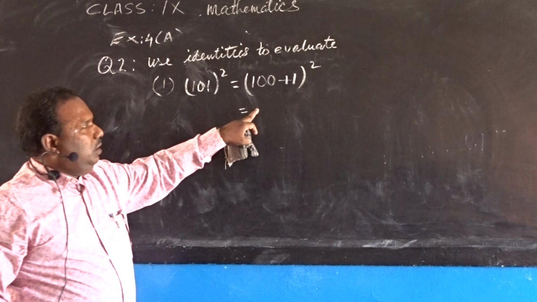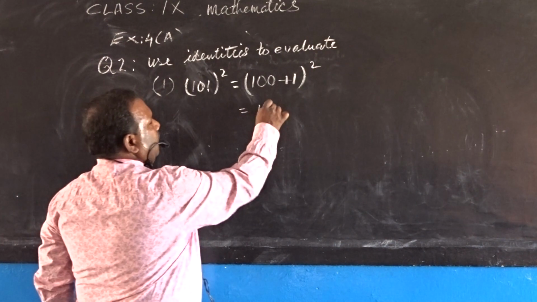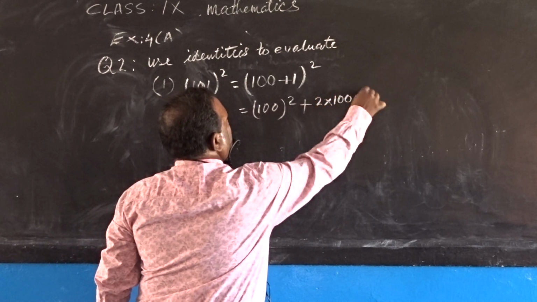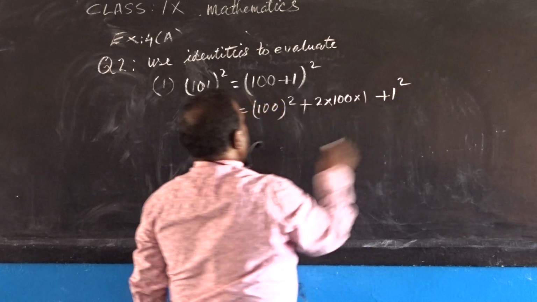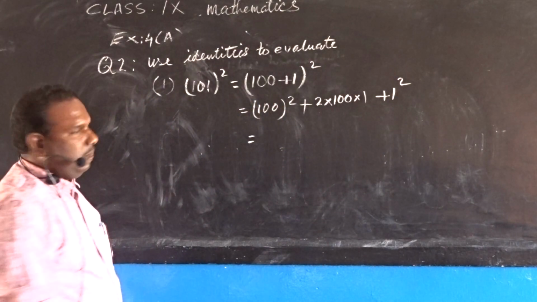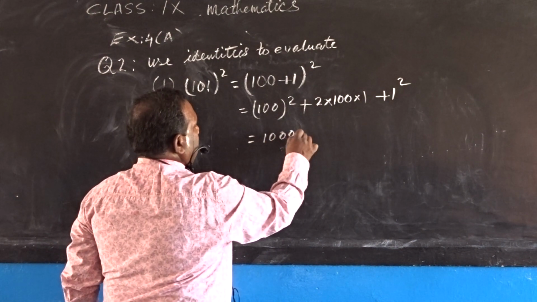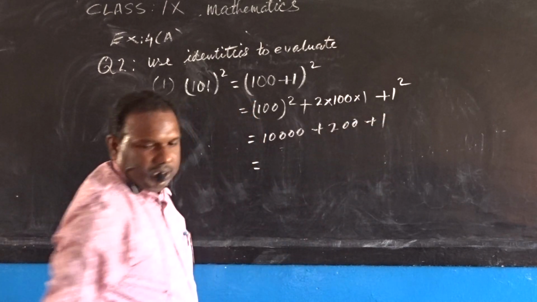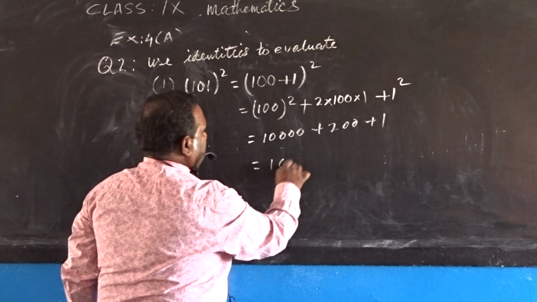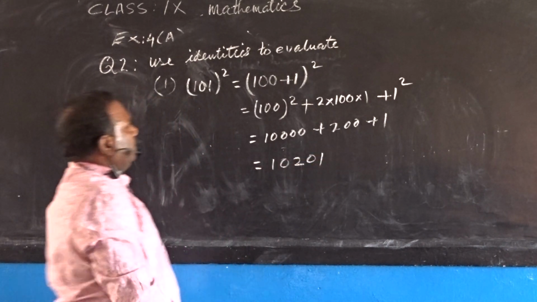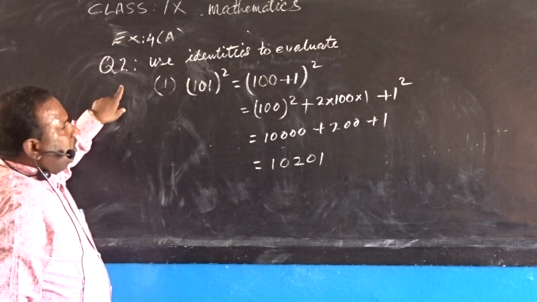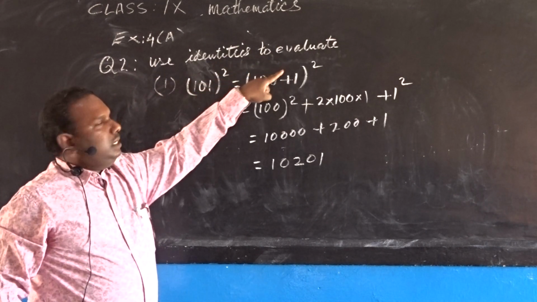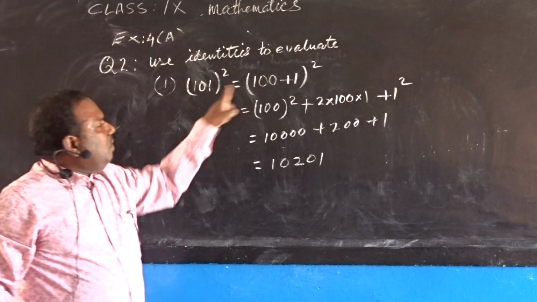Now we use the identity here. 100 all square plus 2 into 100 into 1 plus 1 square. This is equal to 10,000 plus 200 plus 1, which is equal to 10201.